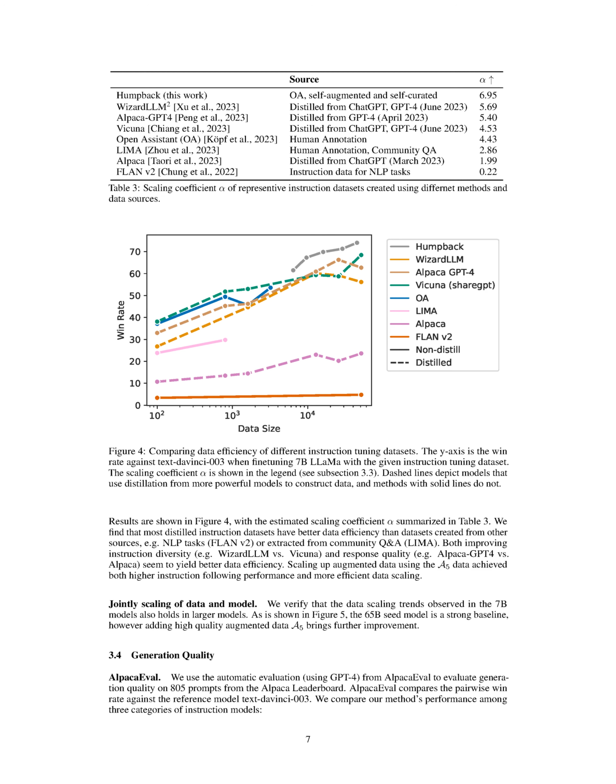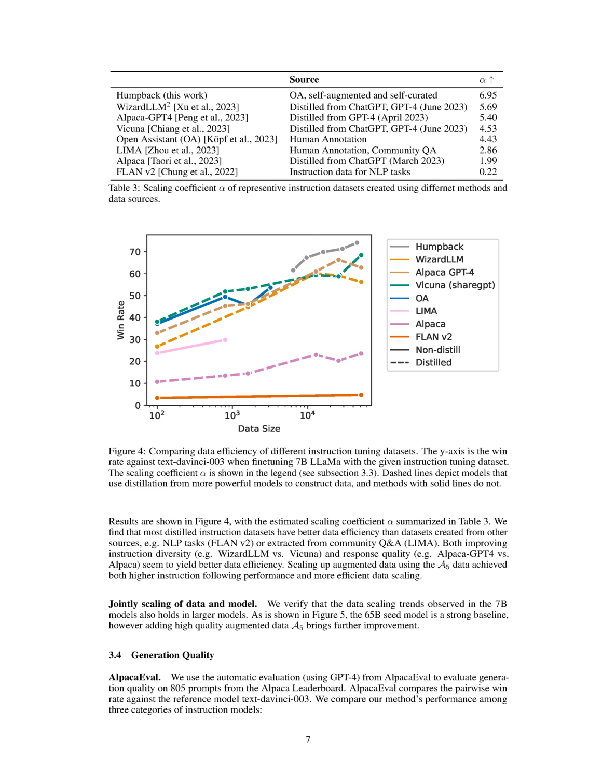We also looked at how data and model scaling work together. We found that the trends we observed in the 7B models also apply to larger models. For example, the 65B seed model performed well, but adding high-quality augmented data from the A5 dataset improved its performance even more. We used Alpaca Eval, an automatic evaluation tool, to assess the quality of the model's output on 805 prompts from the Alpaca leaderboard.